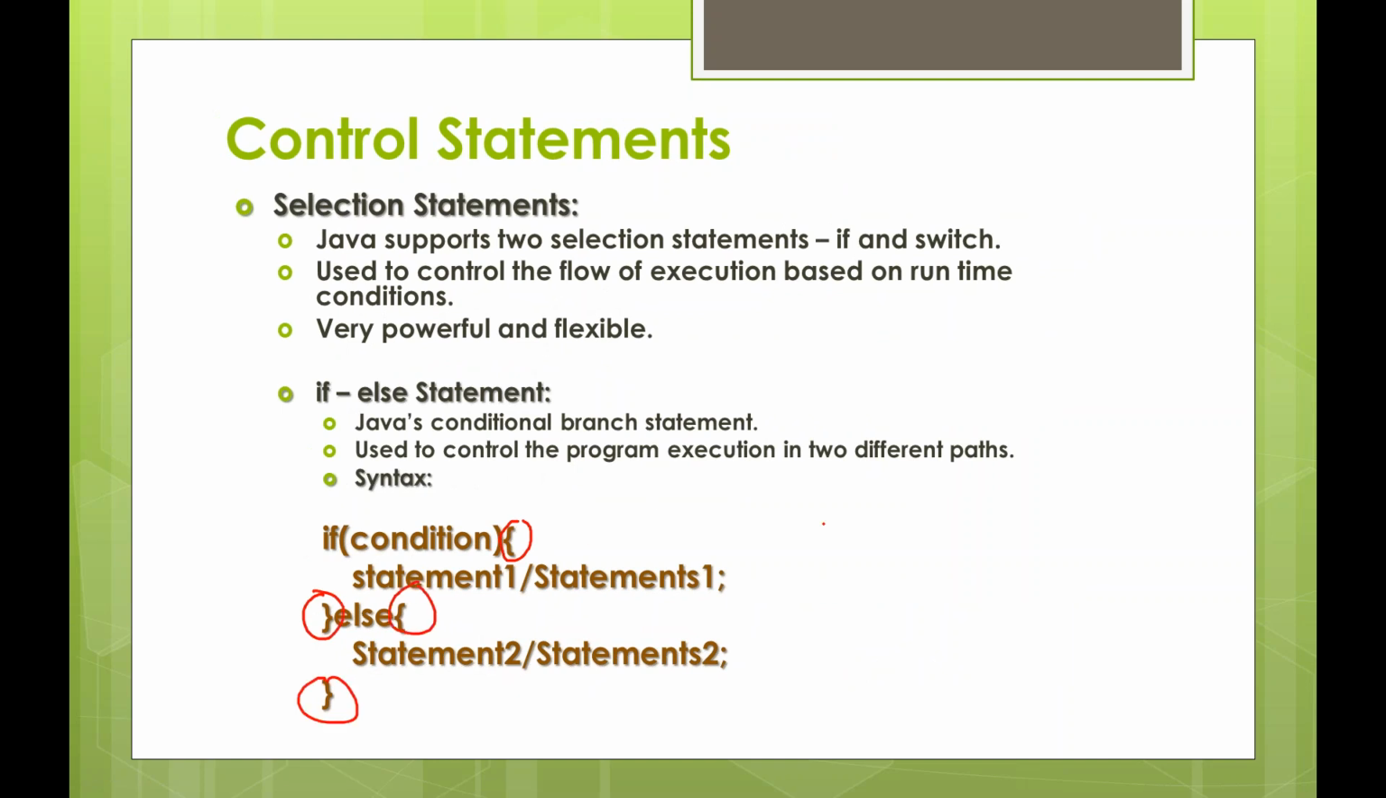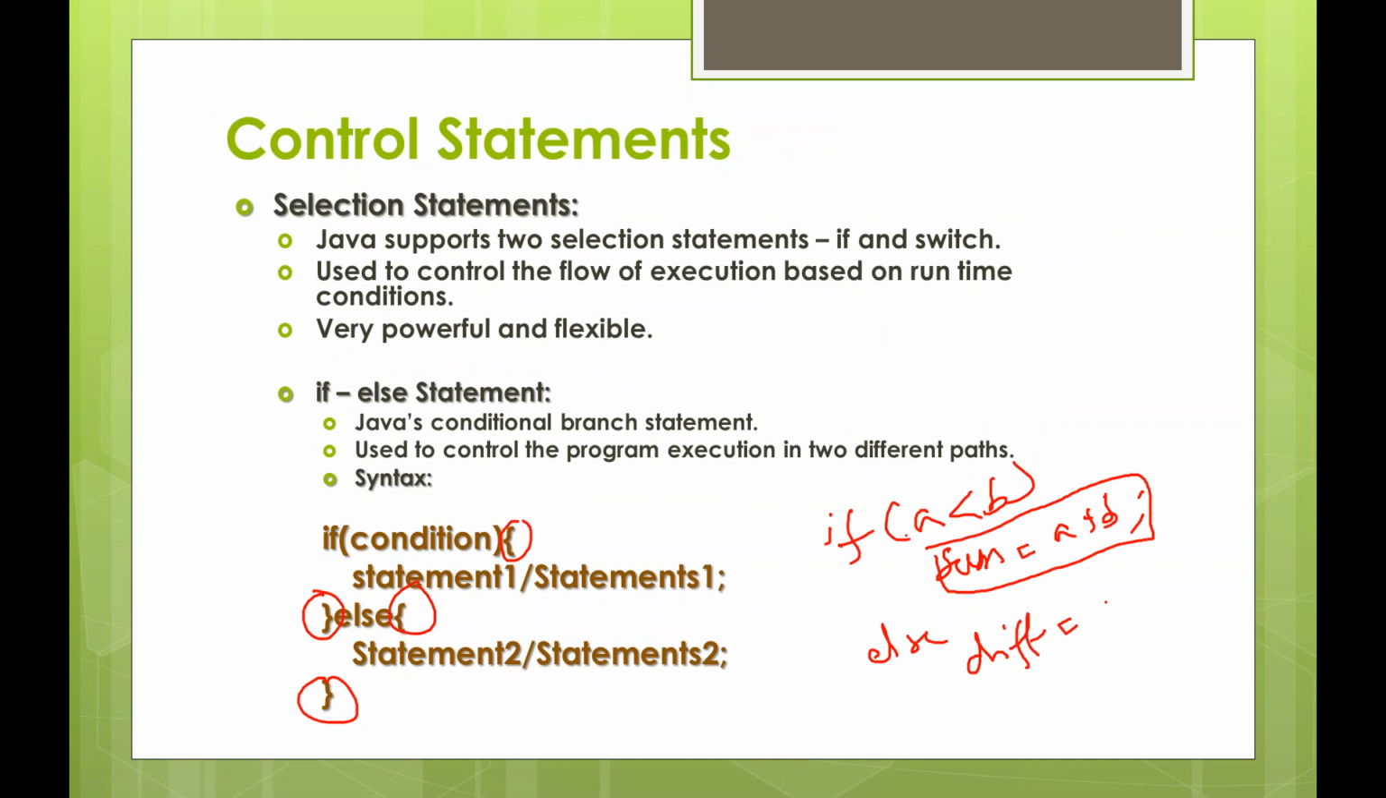Say for example, you have if some condition a less than b, and then you want to say sum is equal to a plus b. In this case, we are using only one statement. In that case, curly braces are not required; they are optional. Else, difference is equal to a minus b. In this case also, there is only one statement, so I have not included the curly braces.